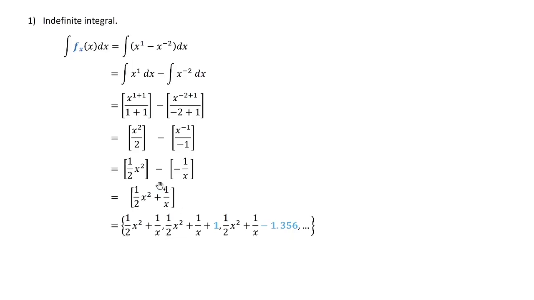Again, I want to emphasize this: the indefinite integral is a set. It's not a function. It's a set of antiderivatives, right? And they all have this base, this root, this generator, right? Each of these functions in here look the same. Right? They all look like this generator plus a constant. Right? And we can check our work.